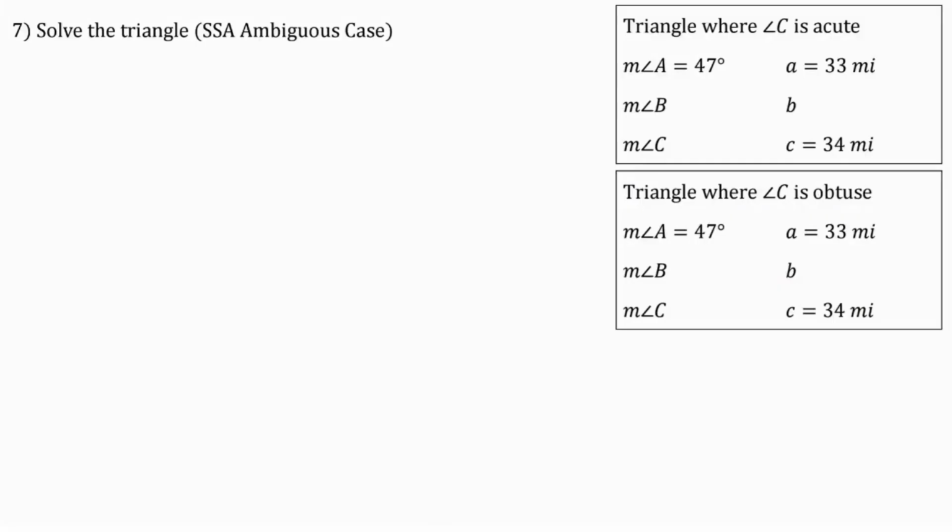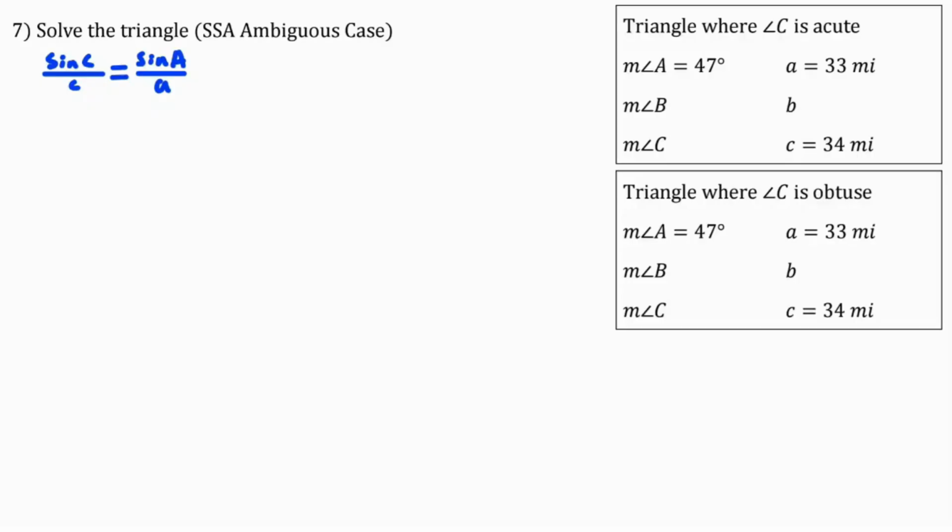Here's our seventh problem. We're given angle A and side C, so we're going to solve for angle C first. This is a side-side-angle case where there's a possibility of having a second triangle. So let's solve for angle C. Also, pause the video if you want to try this problem on your own.